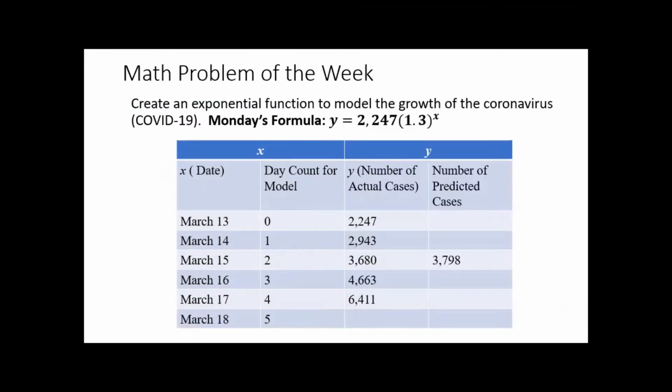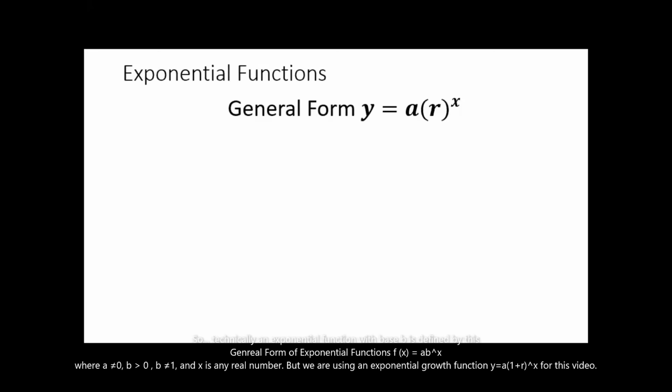Exponential functions all follow a pattern. This is the general form of an exponential function: y equals a times r to the t. In order to get these different components, A is the initial value. So A equals the initial value. That's day zero. Whatever your day zero is, that's A.